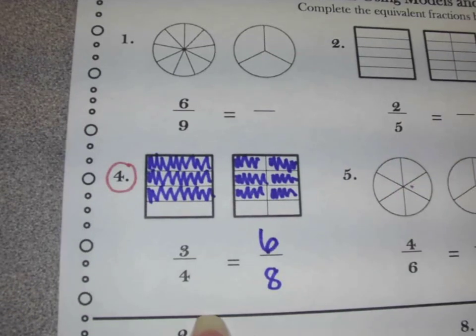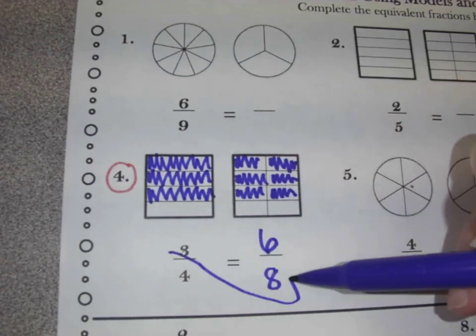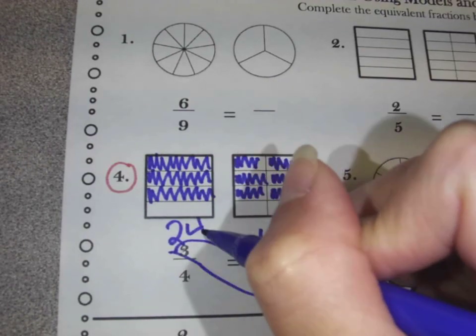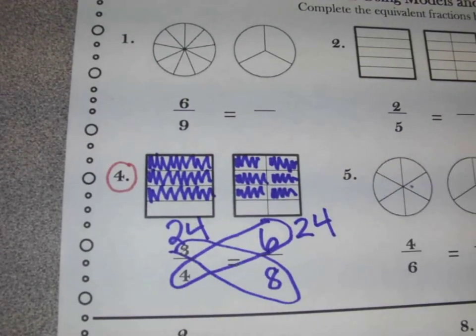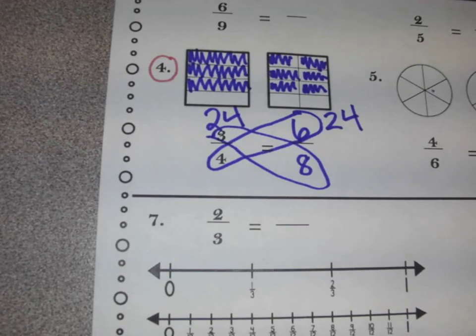So 3/4 is equivalent to 6 eighths. And boys and girls, you can cross multiply to double check your answer. 3 times 8 is 24, and so is 6 times 4. 24 equals 24.